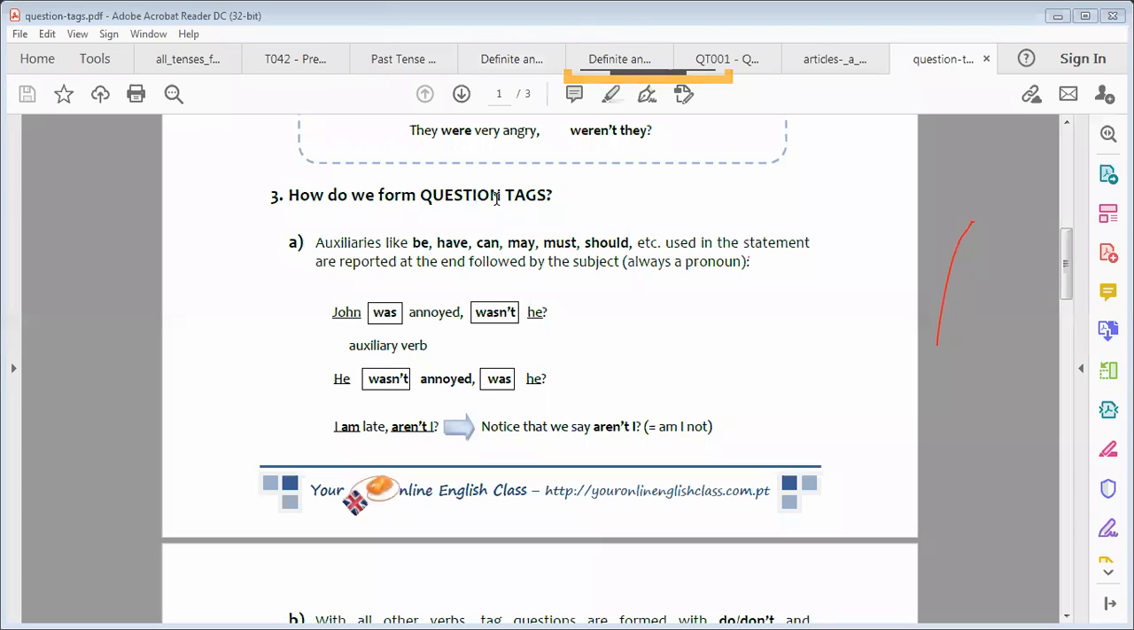Now, how do we form question tags? Auxiliaries like be, have, can, may, must, should used in the statement are repeated at the end followed by the subject, always a pronoun. Okay. So to form the question tag, we use the helping verb which is present in the sentence itself. म्हणजे sentence मध्ये जे helping verb असेल तेच आपण वापरतो.